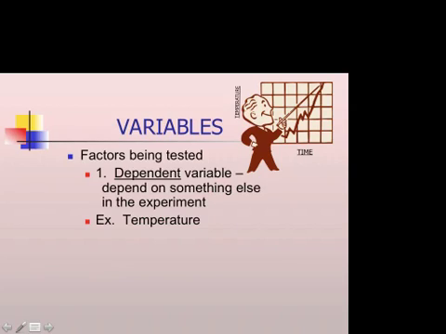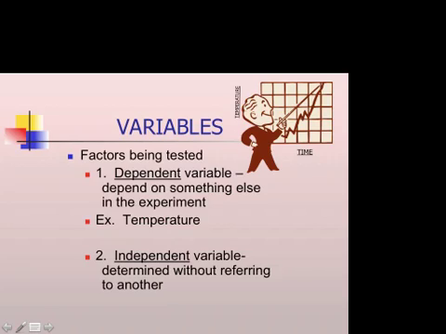All right, so let's kind of write that out together. So dependent is the responding variable. And then we have the independent variable. This is the one we refer to as the manipulated. It's the one that we are changing. So our independent variable is our manipulated variable.